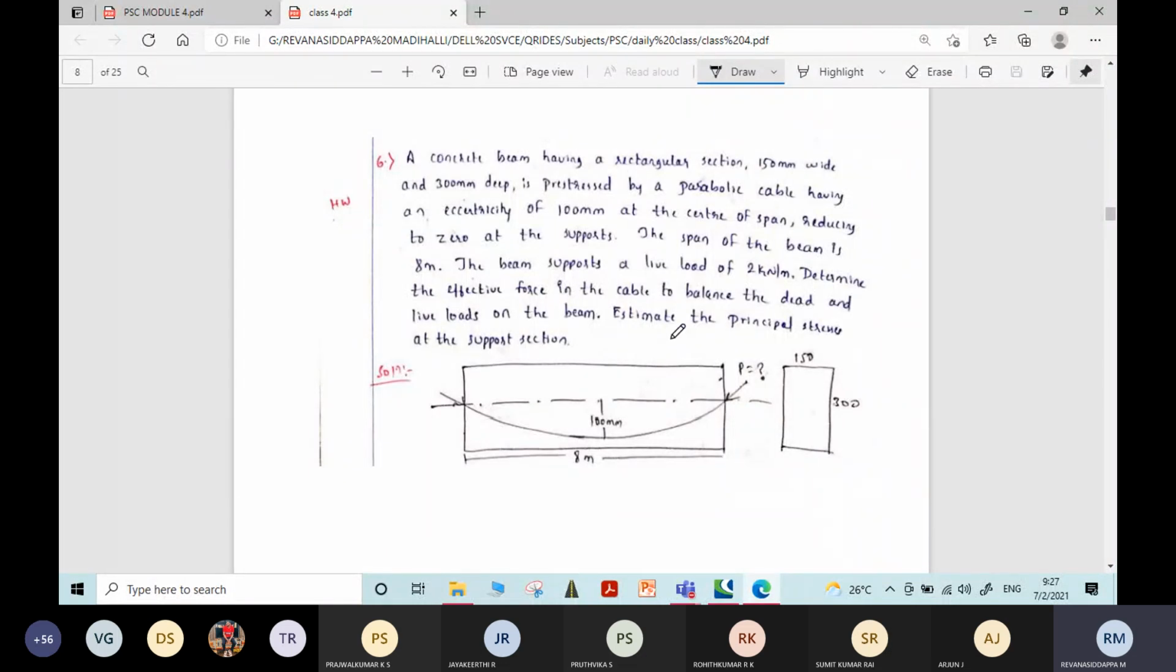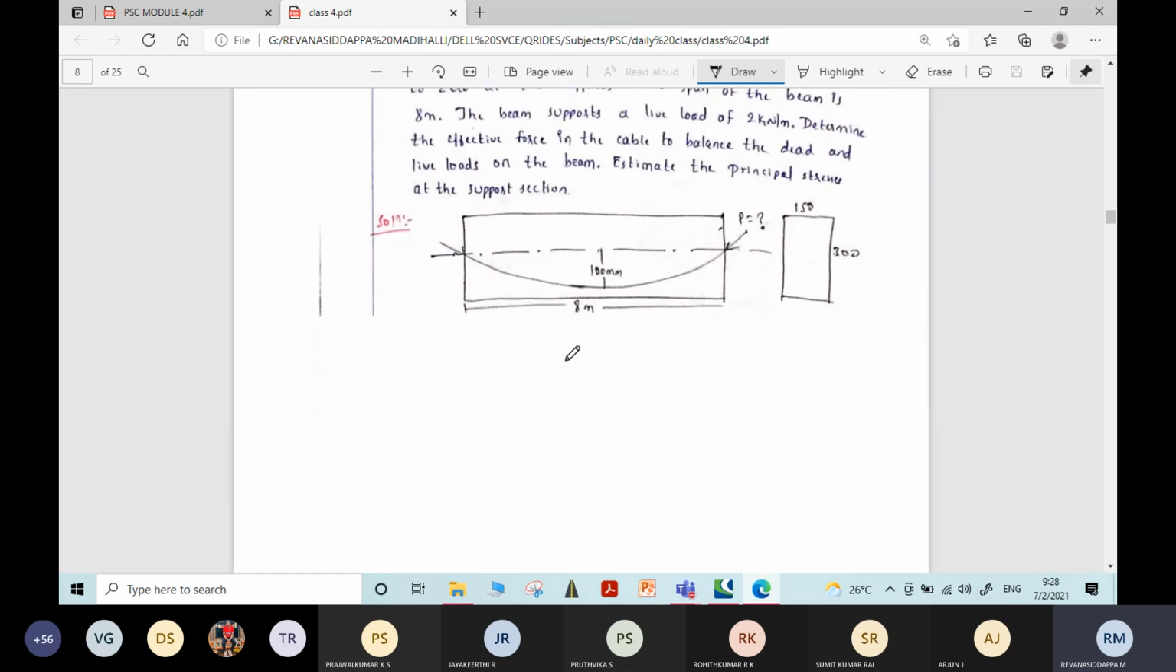The second question: estimate the principal stresses at the support section. After getting the pre-stressing force required to balance the dead load and the live load on the beam, we need to find the principal stresses at the support section. That is the question. Okay. So write all the given data first.